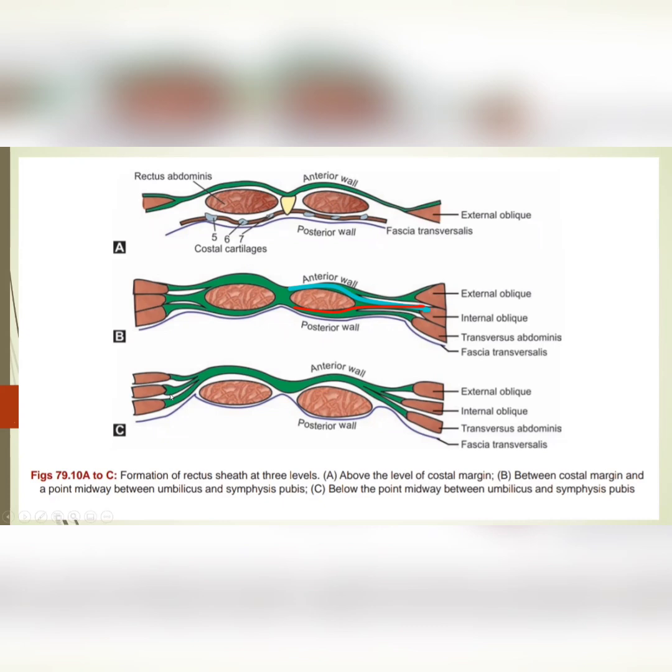What about the rectus sheath at the level C or at the third level? At this level, you can see the aponeurosis of all three flat muscles of abdomen will form the anterior wall, whereas posterior wall of rectus sheath at this level is deficient. It is formed by fascia transversalis alone.